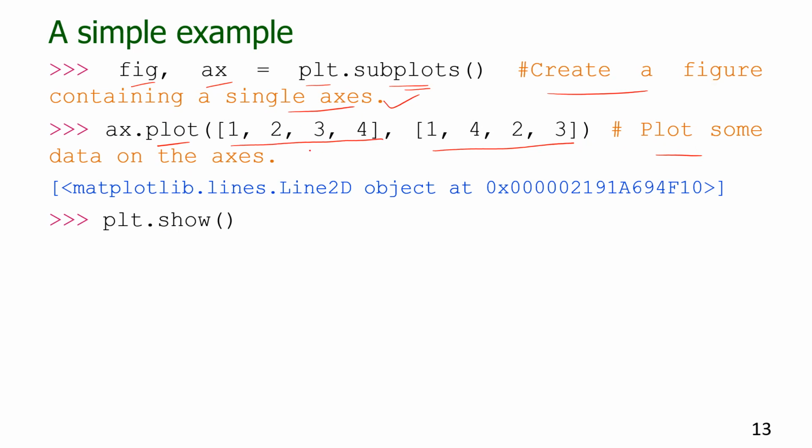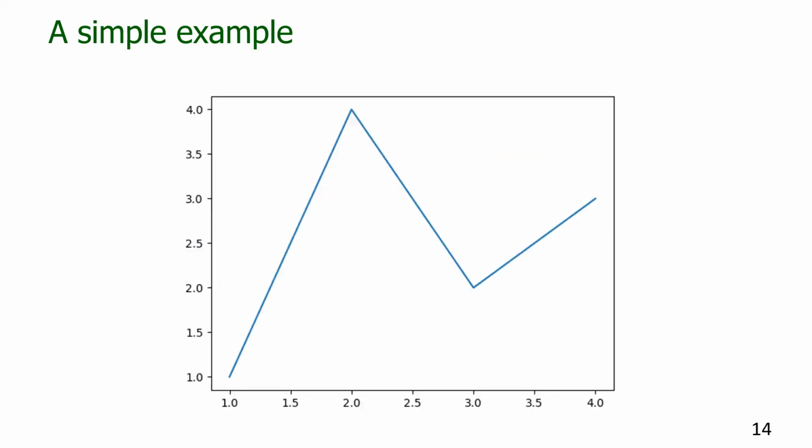Earlier we used x comma y. Here we are directly giving the data x and y. Then you can see this plot using plt.show. Now let us see the output of this code.